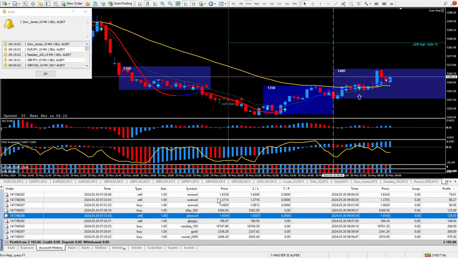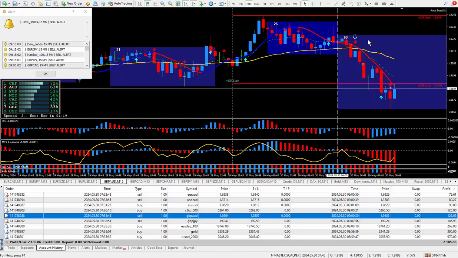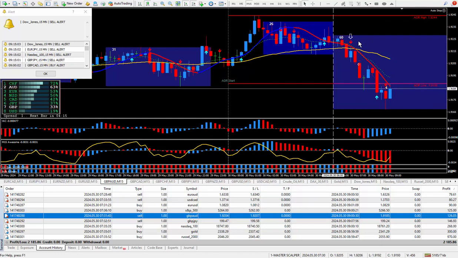Moving right along to the pound Aussie, my next trade. Let's drag and drop this up. Wanted to be selling it from the daily trade plan. Love the daily trade plan. Super signal, another indicator I love using.